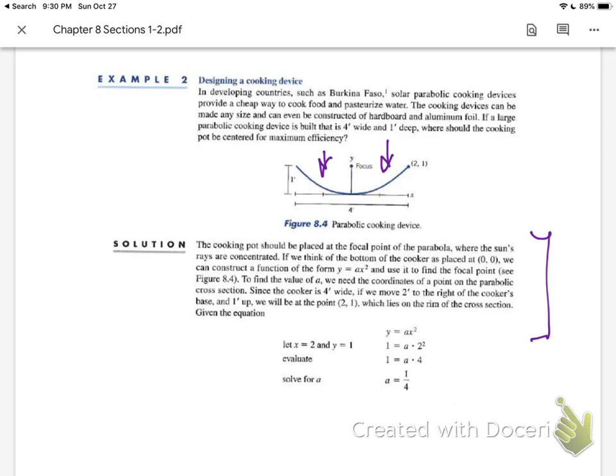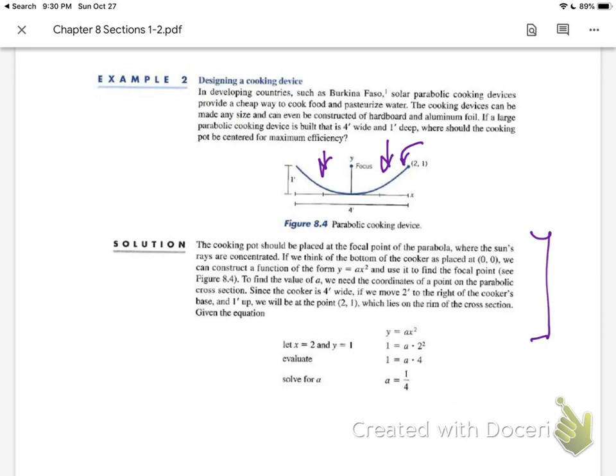To find the value of a, we need the coordinates of a point on the parabolic cross section. Since the cooker is 4 feet wide, if we move 2 feet to the right of the cooker's base and 1 foot up, it'll be at the point (2, 1), which lies on the rim of the cross section. Okay, so here is a point that lies on the rim of the cross section. So let's see what they're doing then.